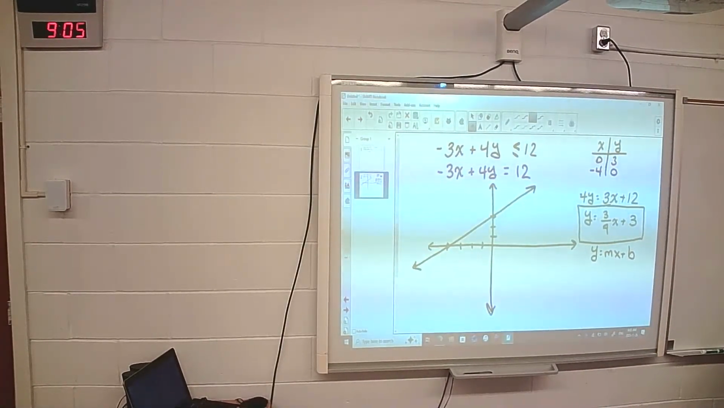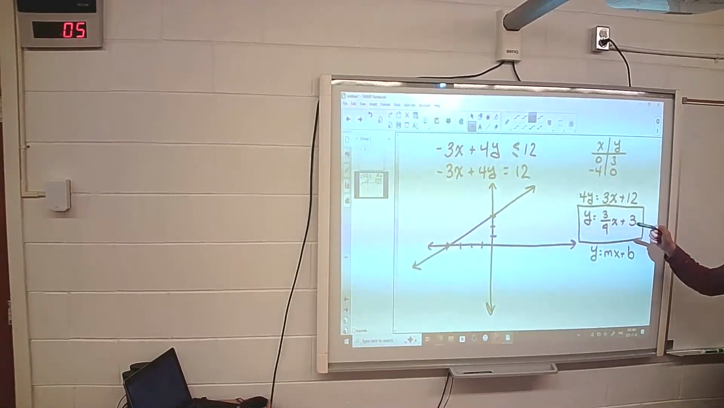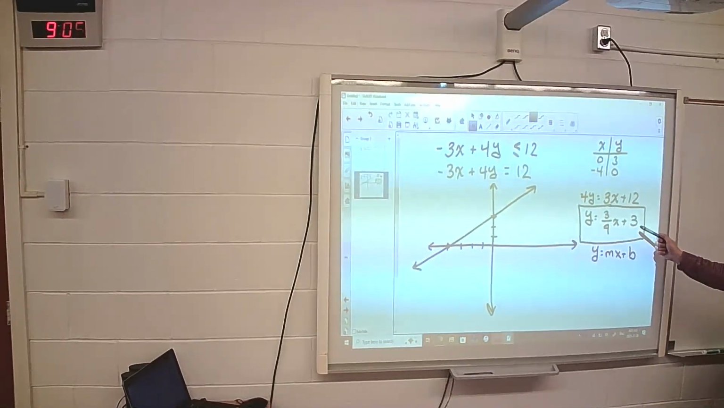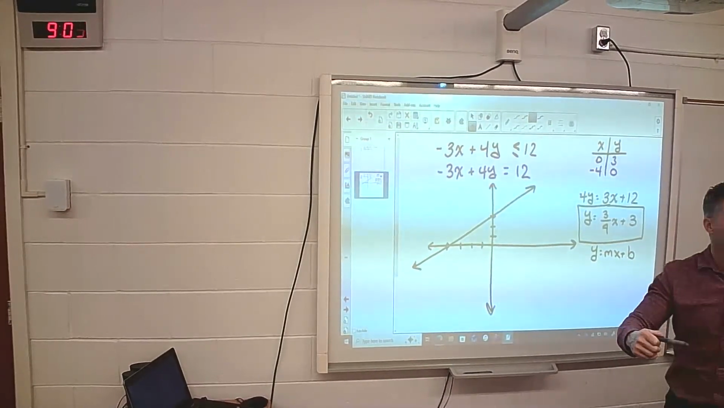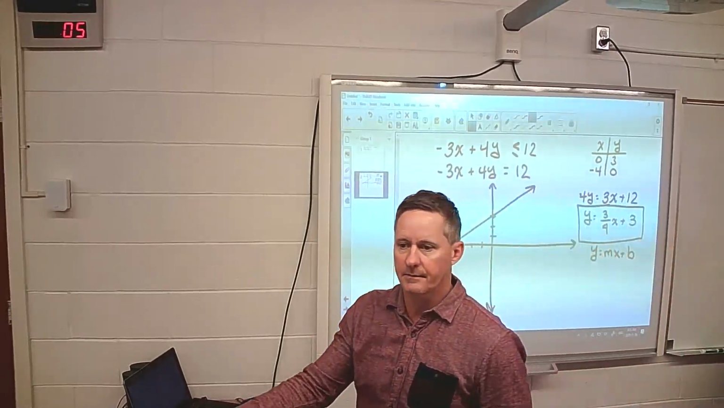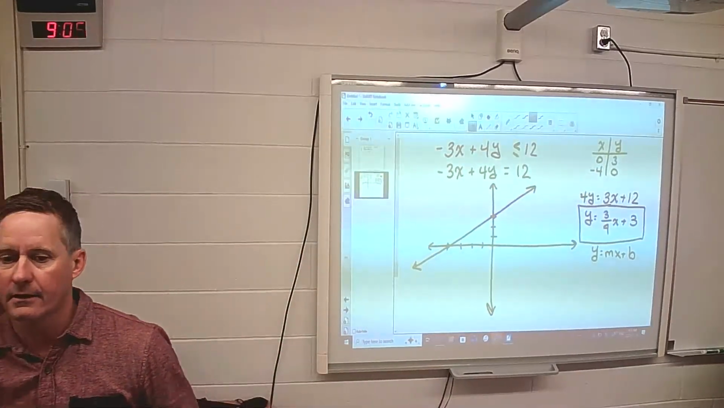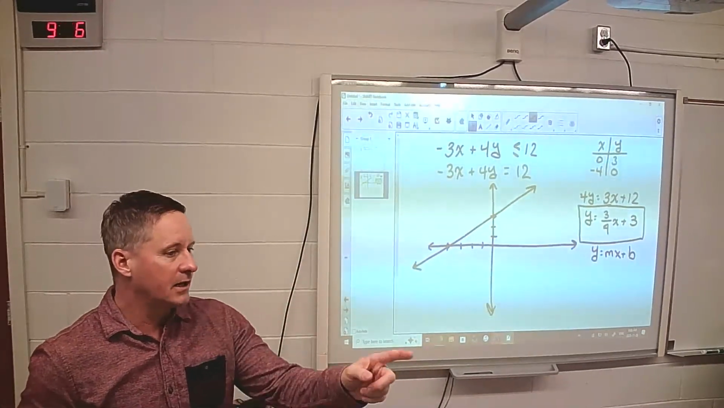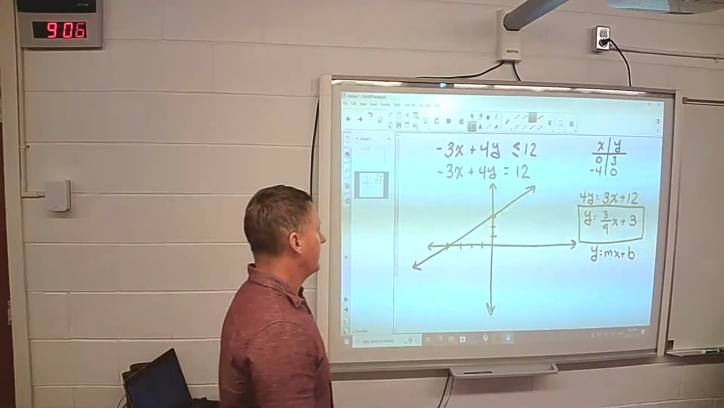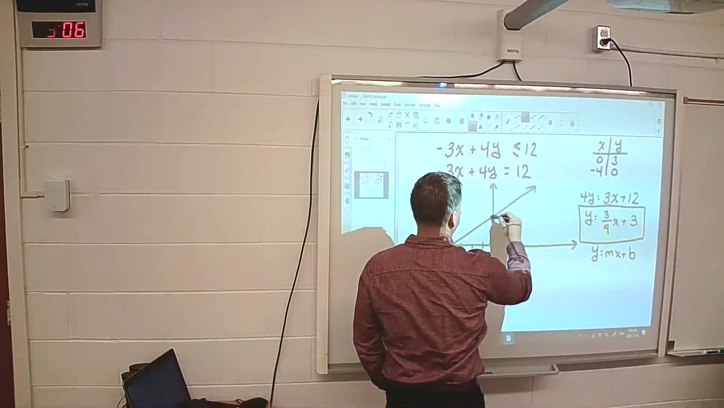Close enough. Okay. What is the y-intercept in this equation? It's your b value. What does the y-intercept tell you? Where does the graph cross the y-axis? What's the coordinate where that graph crosses the y-axis? 0 and 3. There's the first thing that I do.